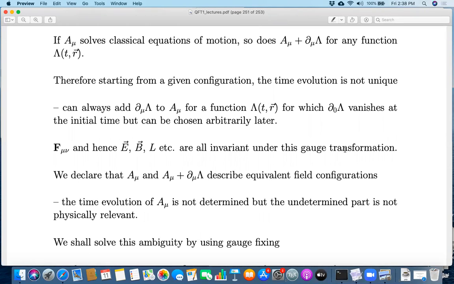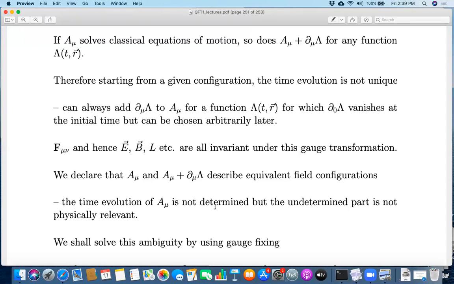So because we cannot determine the time evolution of A_mu, we do the next best thing that we can do: we simply declare that A_mu and A_mu plus del_mu lambda describe equivalent field configurations. Which means that all physical quantities should not depend on whether you are using A_mu or A_mu plus del_mu lambda. If you change A_mu to A_mu plus del_mu lambda, all physical quantities must remain the same. For example, F_mu nu will be a physical quantity. So this is the way you define physical quantities. Physical quantities in electromagnetism are those quantities which do not change under A_mu going to A_mu plus del_mu lambda.